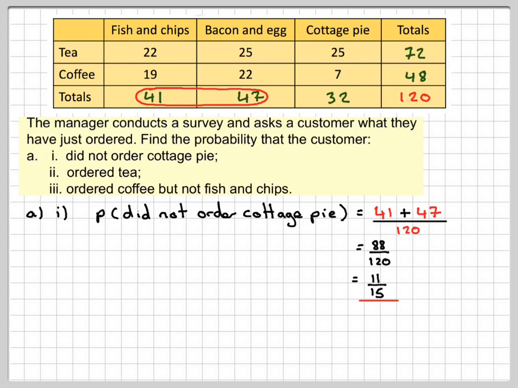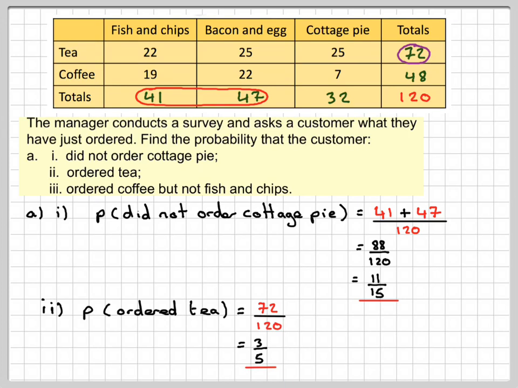Find the probability that the customer ordered tea. Well, that's going to be that one there out of 120. So it's going to be 72 out of 120, which becomes 3 out of 5.